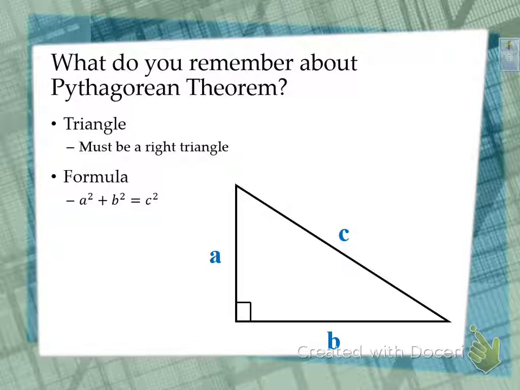Our formula when we solve Pythagorean theorem problems is a squared plus b squared equals c squared. Please make sure that if you did not write these things down on your paper that you write this down now.